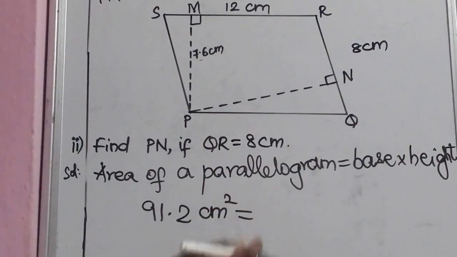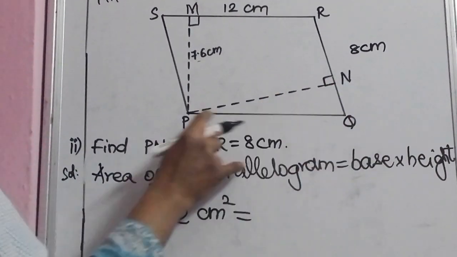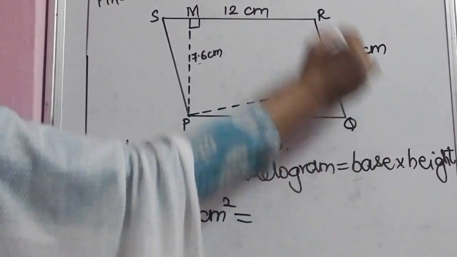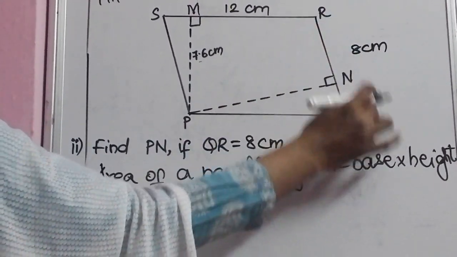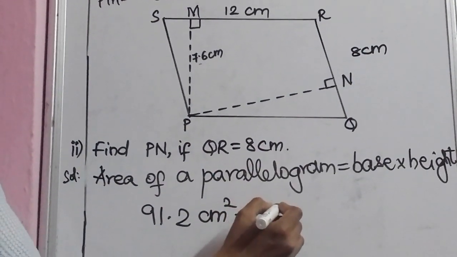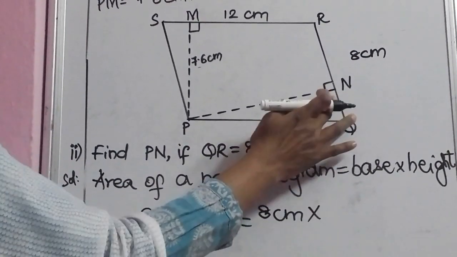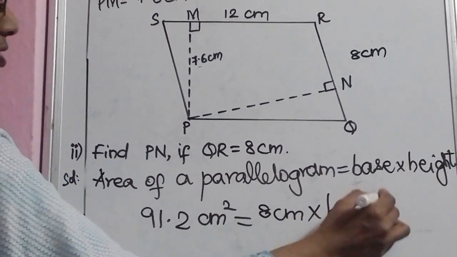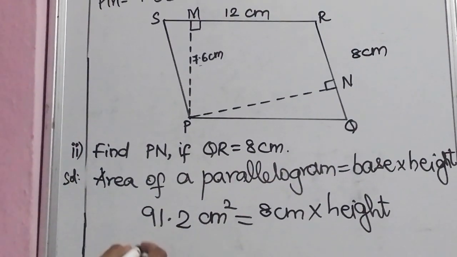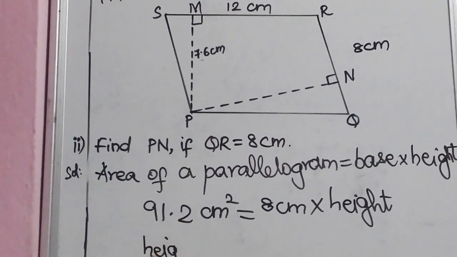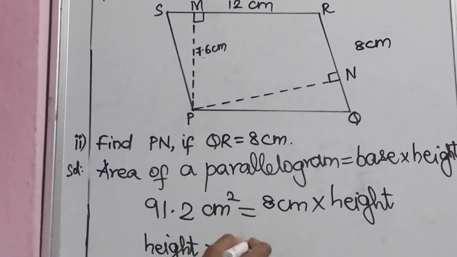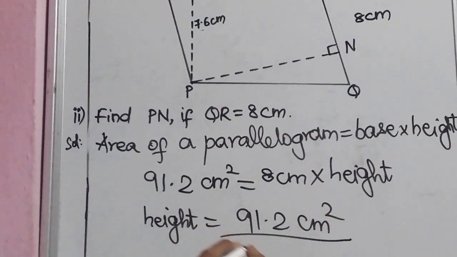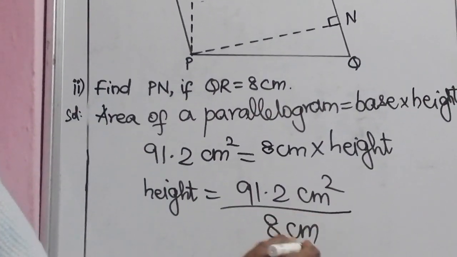This is equal to base. What is the base here? You know that the perpendicular is drawn from P to the line segment QR. So this QR is the base. Base is 8 centimeters into height is PN, but you don't know the measure of it. So height as it is I am going to write, and now we are going to find out the height. Height is equal to 91.2 centimeters square divided by 8 centimeters.